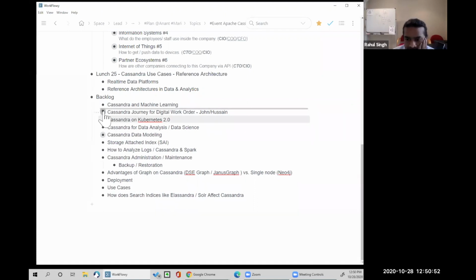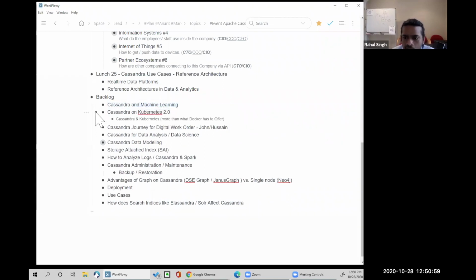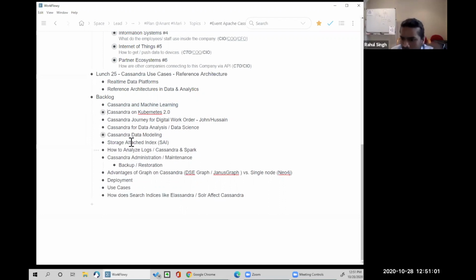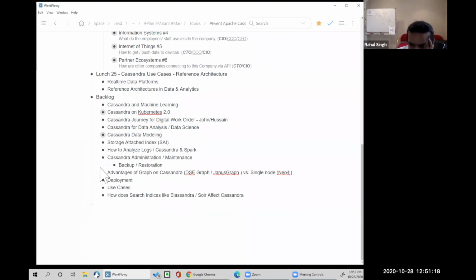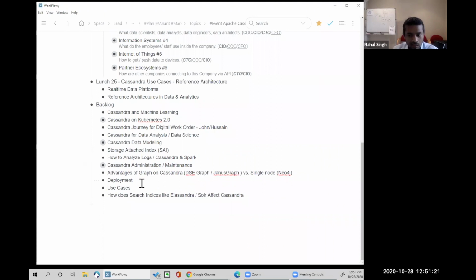So we got a couple of popular topics that keep surfacing up there. One is Cassandra and machine learning. One is a second talk of Cassandra on Kubernetes. We've done a talk about that earlier. Another is Cassandra for data analytics, data analysis and data science. More specifically, the job as a data analyst, not necessarily the technical aspect of it. Data modeling is always new for everybody. We can continue talking about data modeling. So any votes for any of these up here? Or do you guys want to add anything to the backlog?